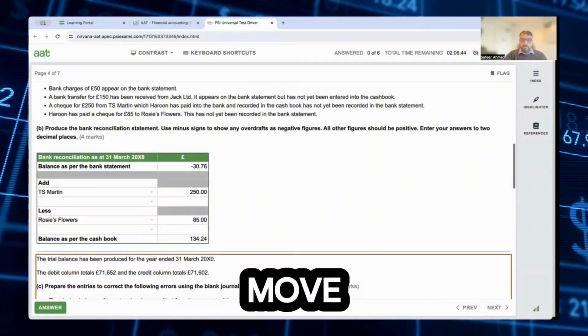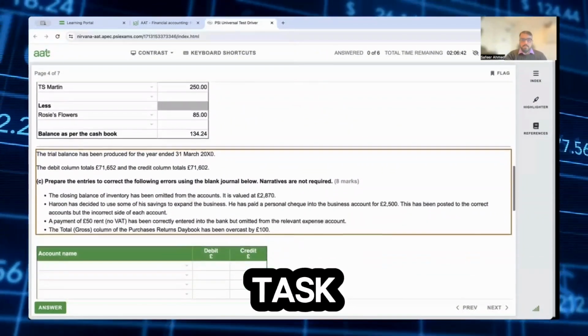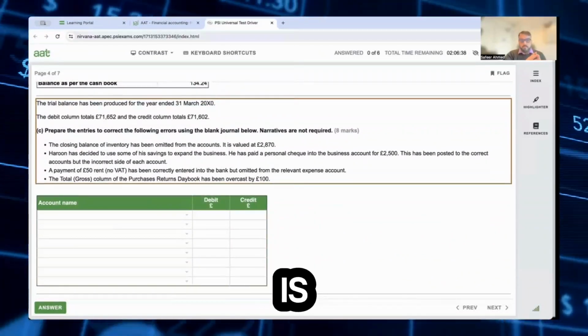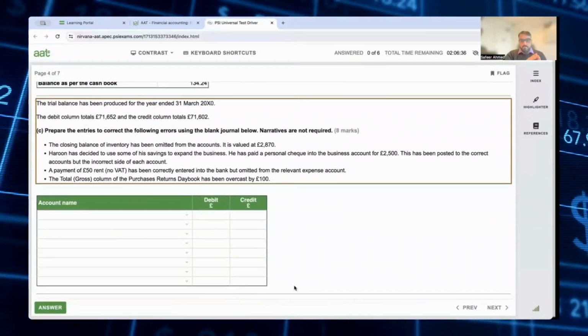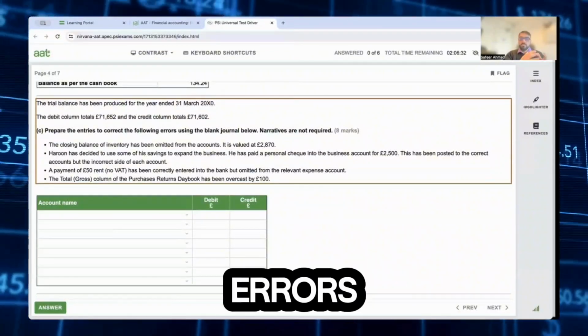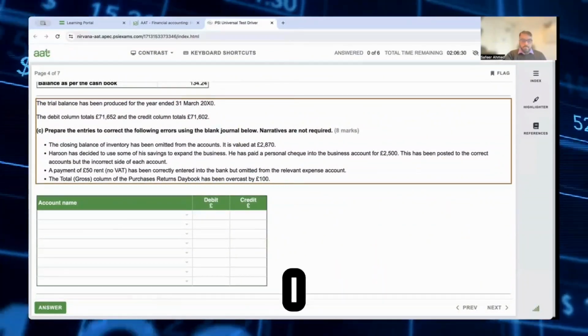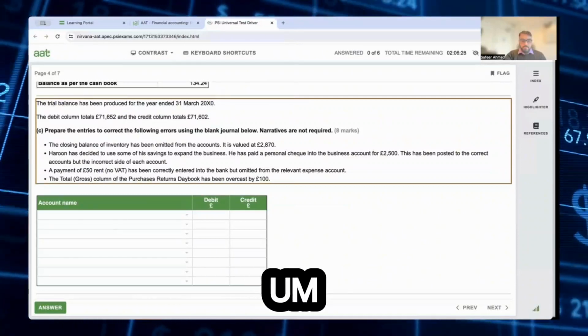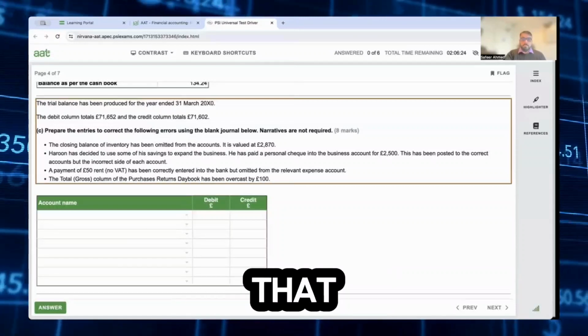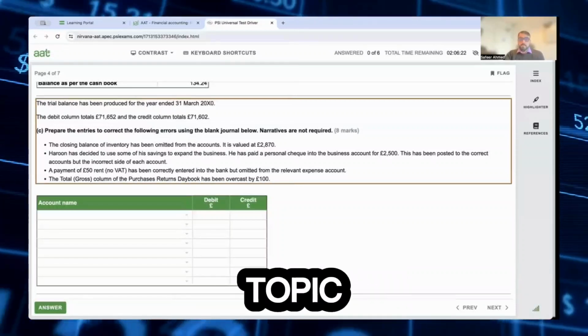Okay, let's move on to the next part of this task. And this is quite important. You will tackle it better if you understand the correction of errors correctly. So I will try to give you as much explanation as I can here, but it's important that you are absolutely happy with that topic.